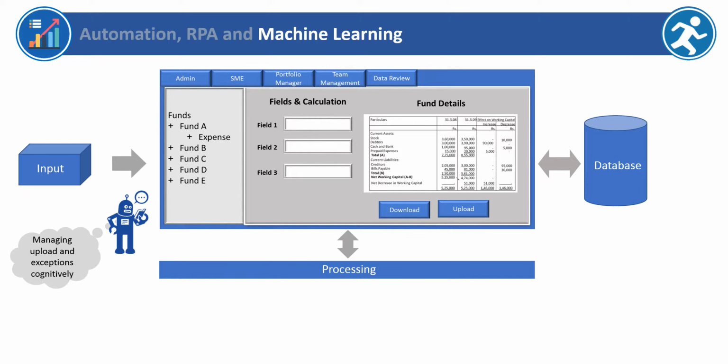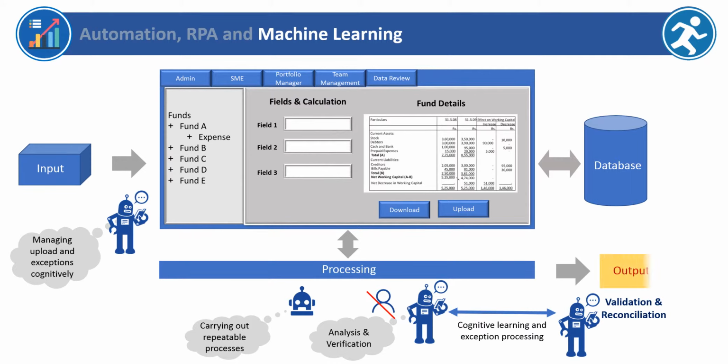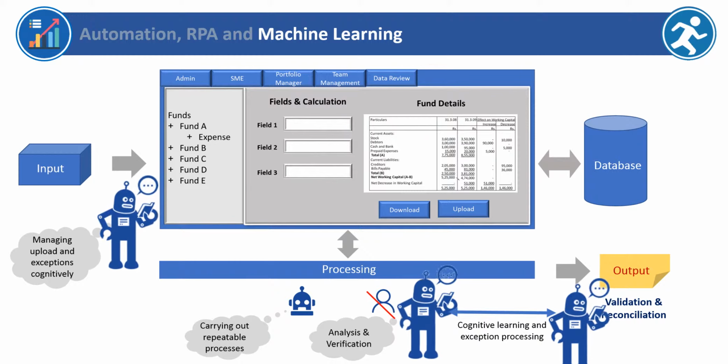It can manage the input cognitively to manage any changes in the input or to flag new exceptions. A bot can certainly manage the repeatable processes, and it can reduce the need for the analysis and verification to the extent we can program or we can capture the exceptions. It can also improve the reconciliation by programming decision making. So that's all about automation, RPA, and machine learning.